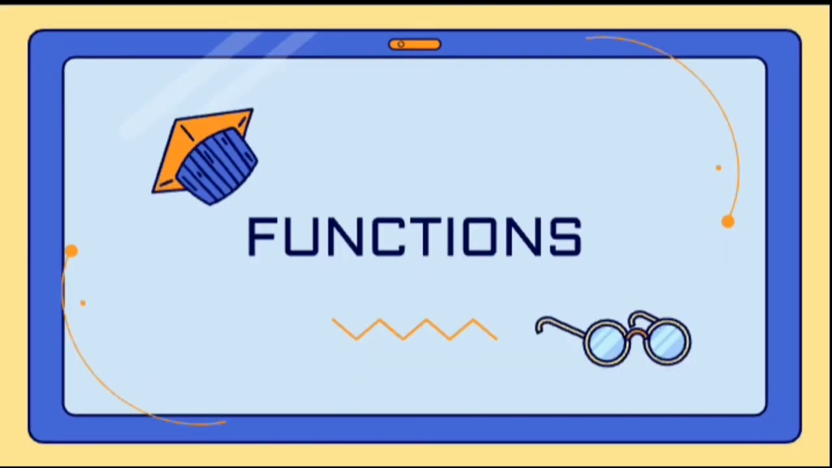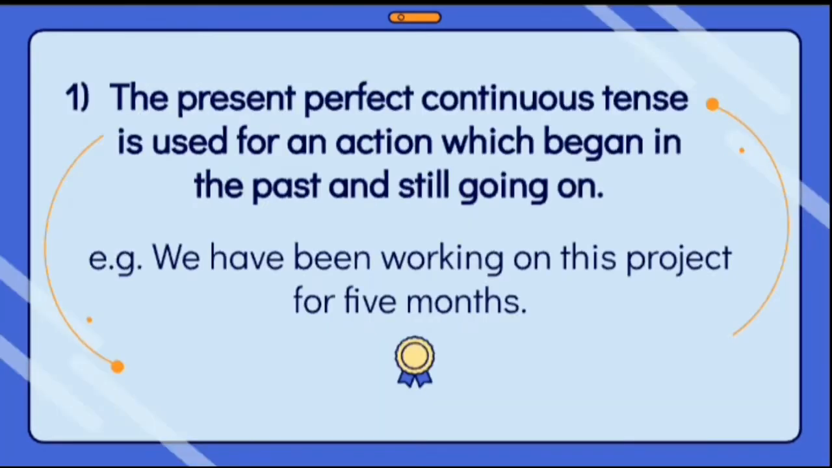Now, come to the function of this tense. We use present perfect continuous tense to discuss an action which began in the past and still going on. For example, we have been working on this project for 5 months. Means prior 5 months we started working on this project and still we are working on this project. Another example is I have been uploading the videos on YouTube for 5 months.